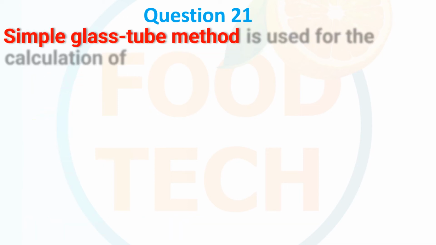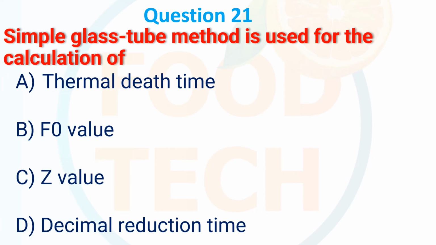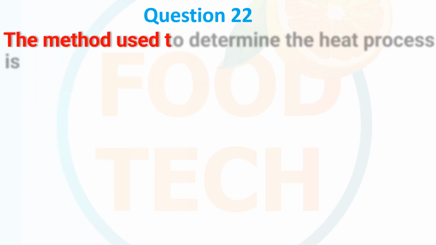Simple glass tube method is used for calculation of A. Thermal death time. B. F0 value. C. Z value. D. Decimal reduction time. The answer is A. Thermal death time.